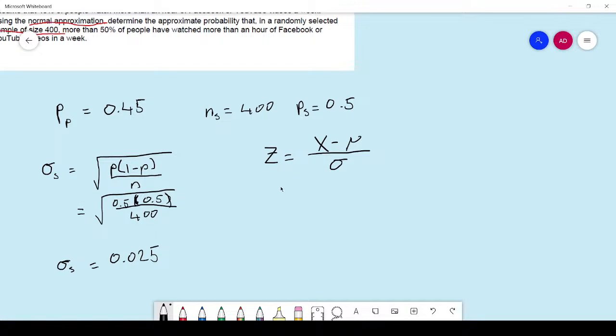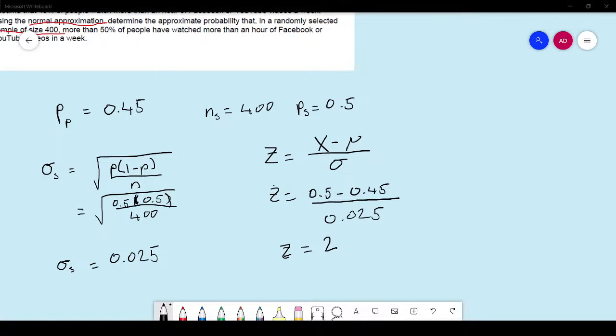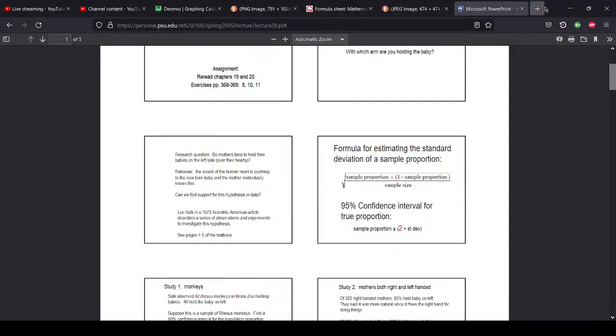So Z equals X, our target, so 50%, minus mu, which is our mean, 0.45, because that's our population average. And then we'll divide it by sigma. So Z should be equal to 0.5 over 0.025, let me just put it on the calculator. Z equals 2.